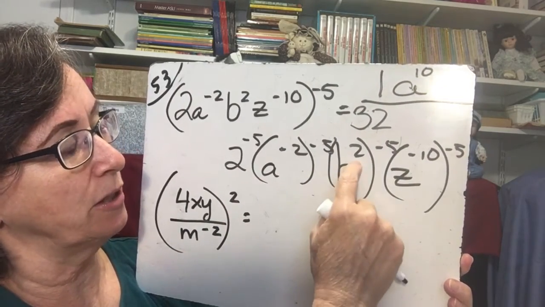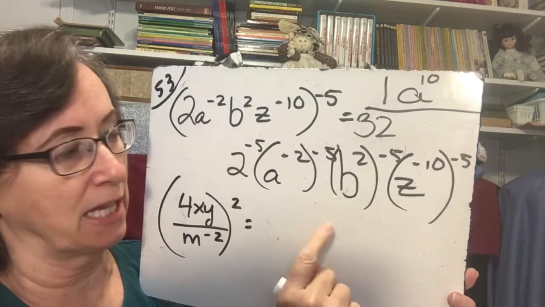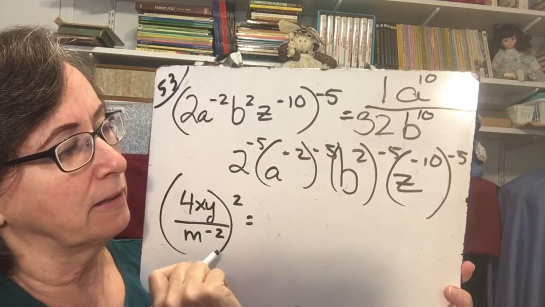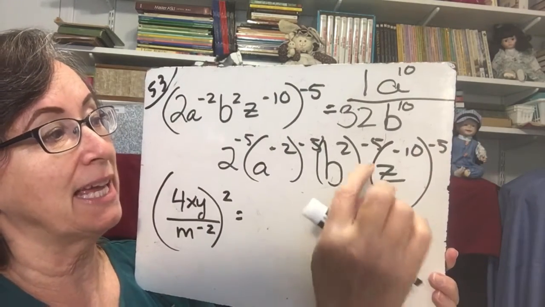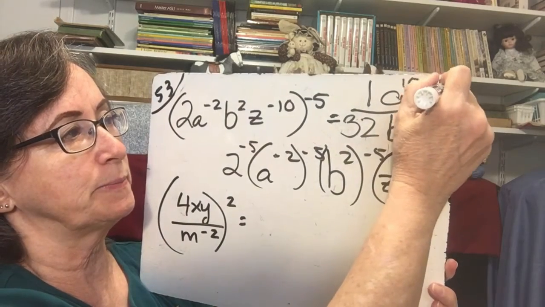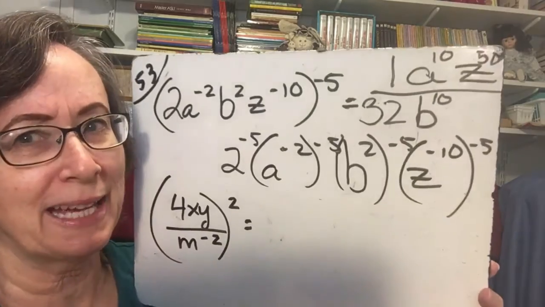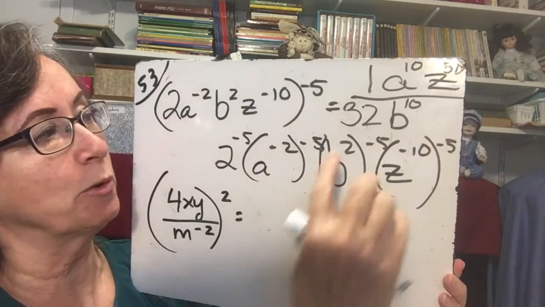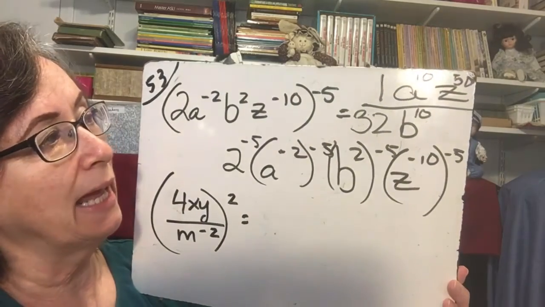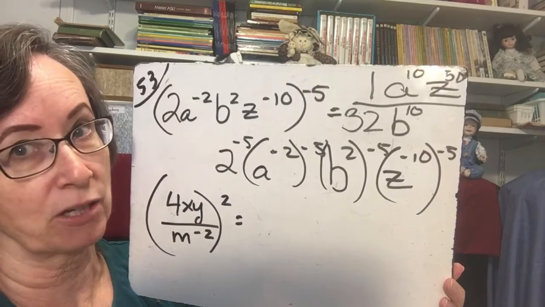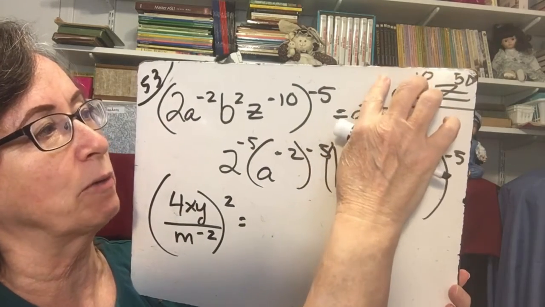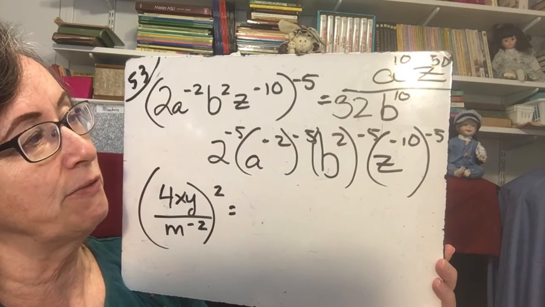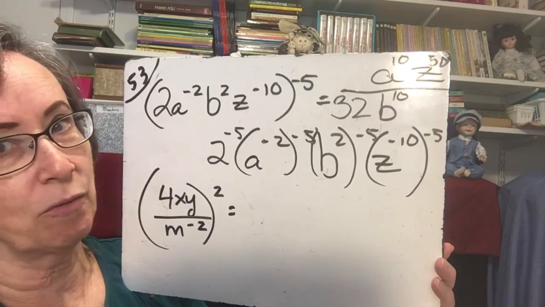Okay, and then b to the 2 raised to the negative 5 is b to the negative 10. Well, b to the negative 10 up there would be b to the positive 10 down here. And then z to the negative 10 raised to the negative 5 is z to the 50, so it's going upstairs. Now, your book should always let you know how they expect you to leave your exponents, okay? If I am going to leave all of my variables in the numerator, then this would be b to the negative 10 upstairs, wouldn't it? If I'm going to leave everything with positive exponents, then I have it correct the way I have it right now. But I really could take that one away because since I have other stuff up there, I don't need to really have a 1 up there. So a to the 10, z to the 50, over 32, b to the 10 would be my answer.